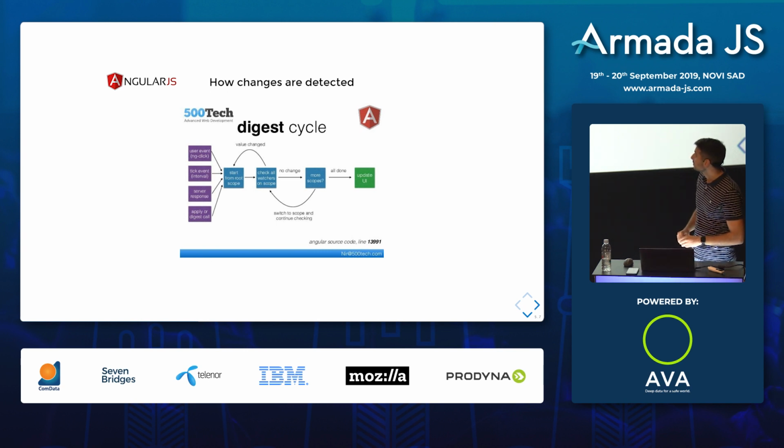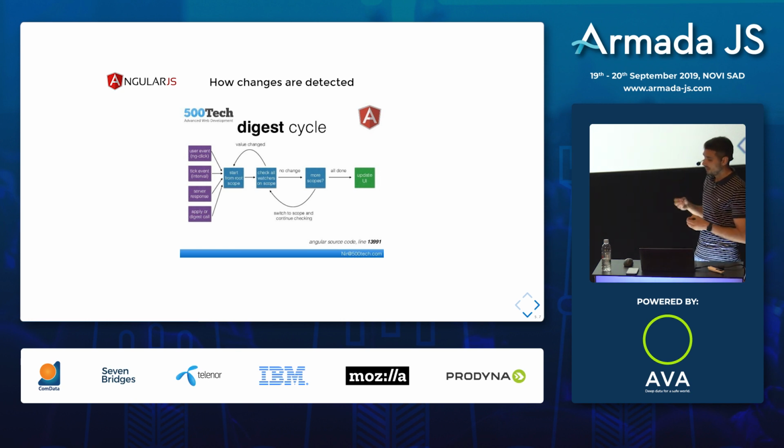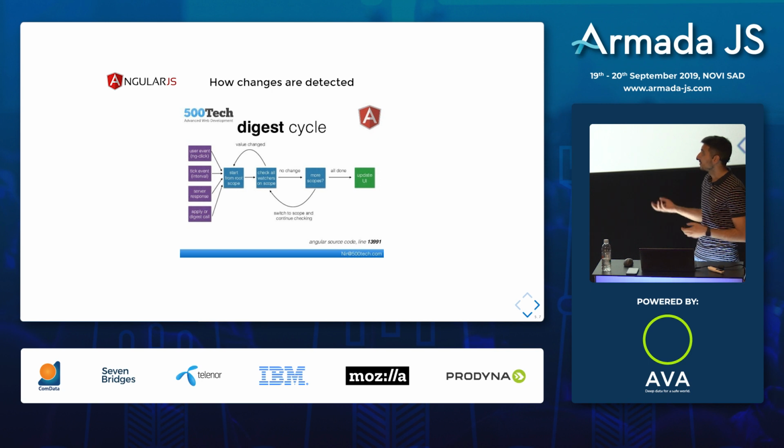Actually, what the digest cycle does and how it's triggered: it's called when we use, for example, ng-click, which is an attribute that Angular uses to bind an event to an element. And once that handler is finished, Angular just starts the digest cycle to check what's potentially changed in that callback for the event. Then it tracks intervals, it tracks timeouts, server calls, and $apply, which is manually called.